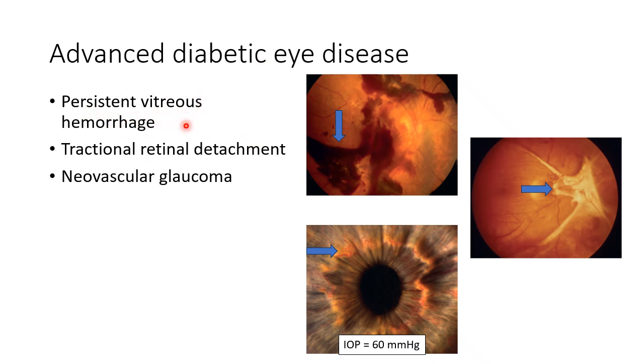Persistent means more than 3 months. Tractional retinal detachment, as in this one, and neovascular glaucoma. Here you see these new vessels on the iris. So this is rubeosis iridis, and the same new vessels were present at the angle also. I could not show you a gonioscopic view. So there is NVI, there is NVA, as a result of which the IOP is increased to 60 mmHg, and this is known as neovascular glaucoma.